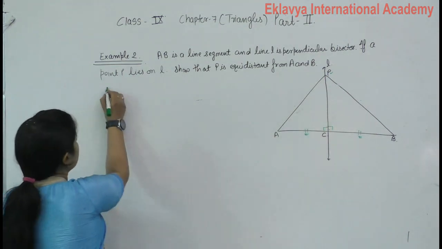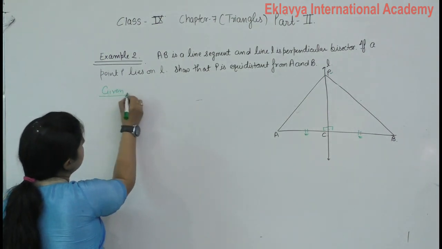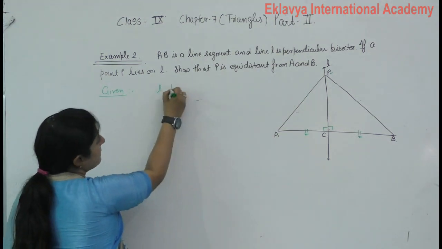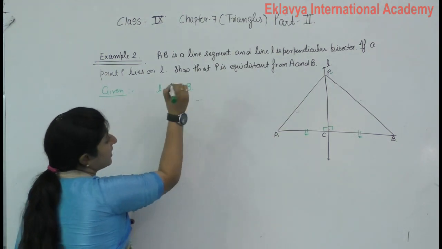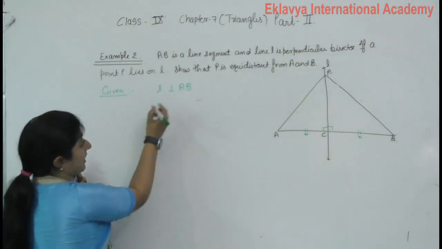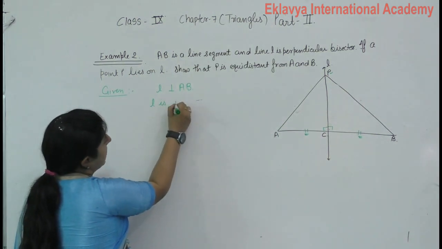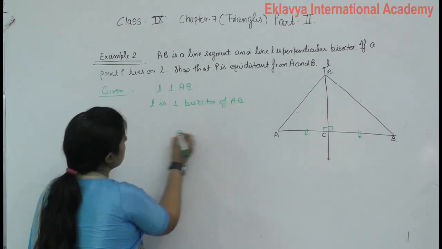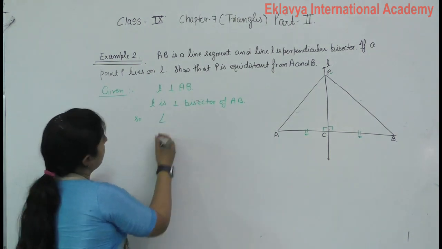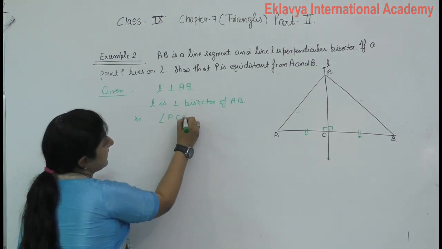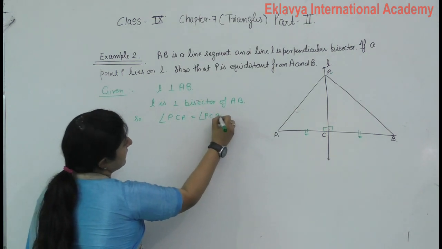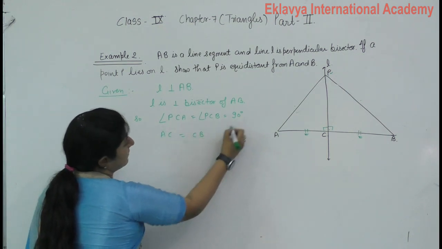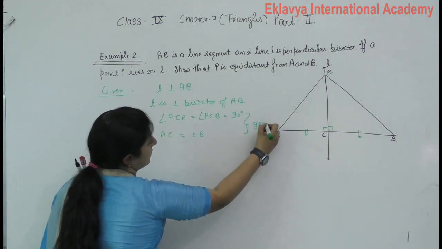It means we first write down what is given. AB is a line segment and line L is perpendicular to AB. We can write it like this. And L is the perpendicular bisector of AB. So angle PCA is equal to angle PCB is equal to 90 degrees, and AC is equal to CB. Both pieces of information are given to you.